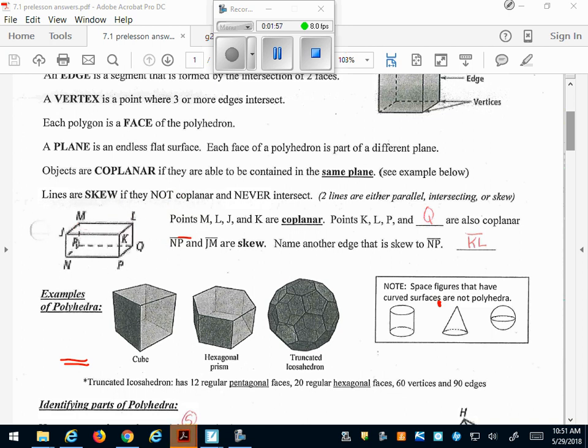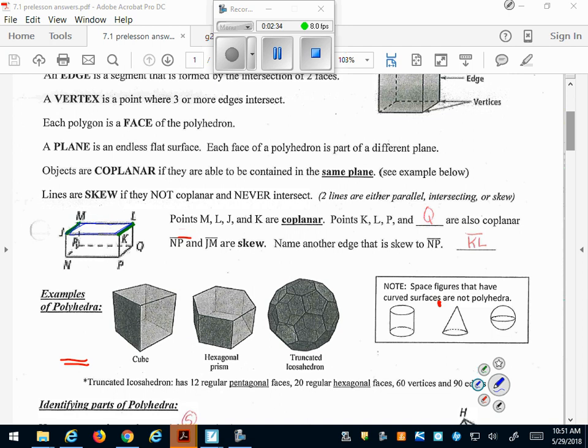Okay, so coplanar is when two or more things can be contained in the same plane. Again, we talked about that way in Unit 1. If two things can be contained in the same plane, then they're considered coplanar. So for example, this edge and this edge are in the same plane. They are coplanar because this face contains both those edges. So those are considered coplanar.